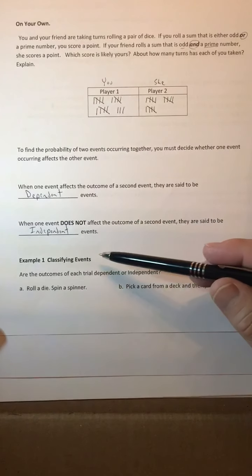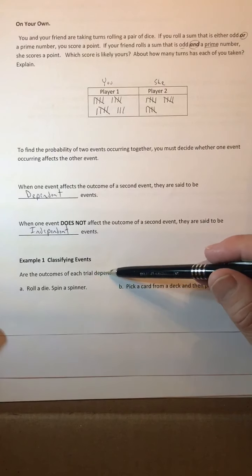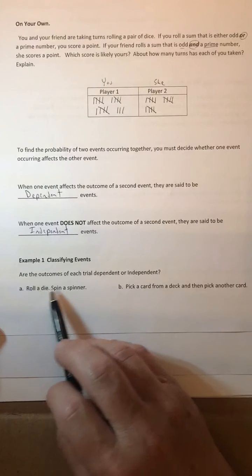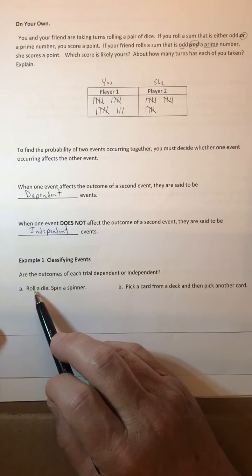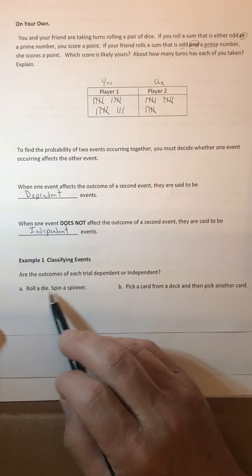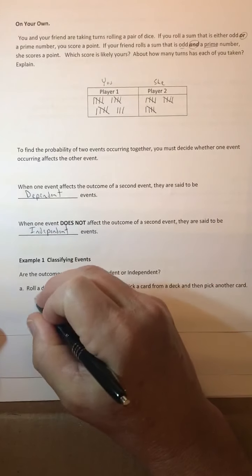Alright, so let's look at the first one. Are the outcomes of each trial dependent or independent? Roll a die and spin a spinner. Well, rolling a die has no effect on spinning a spinner, so these two are independent of each other.